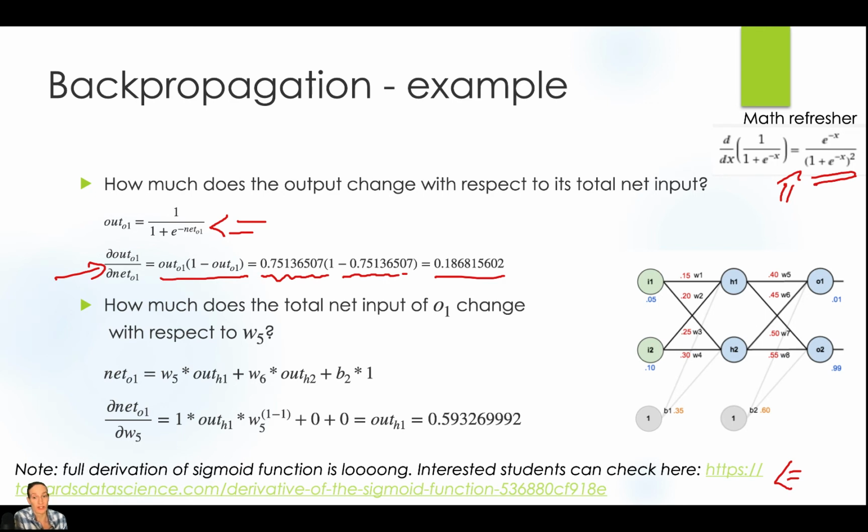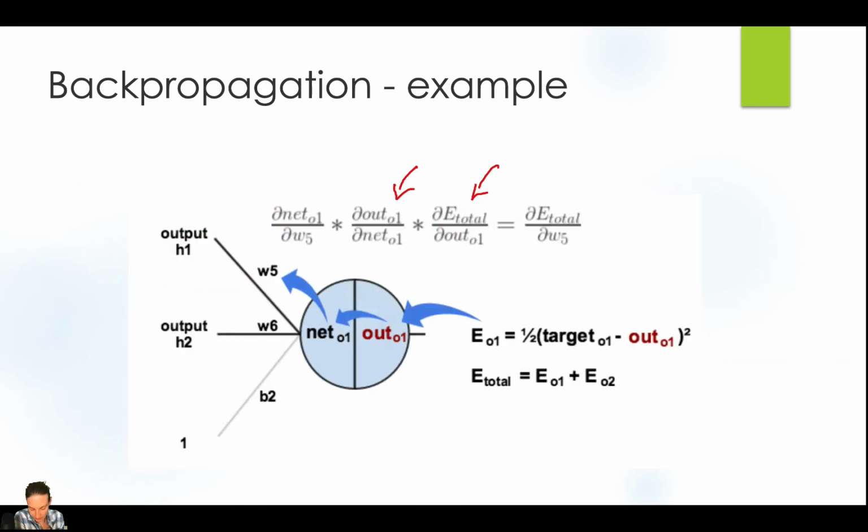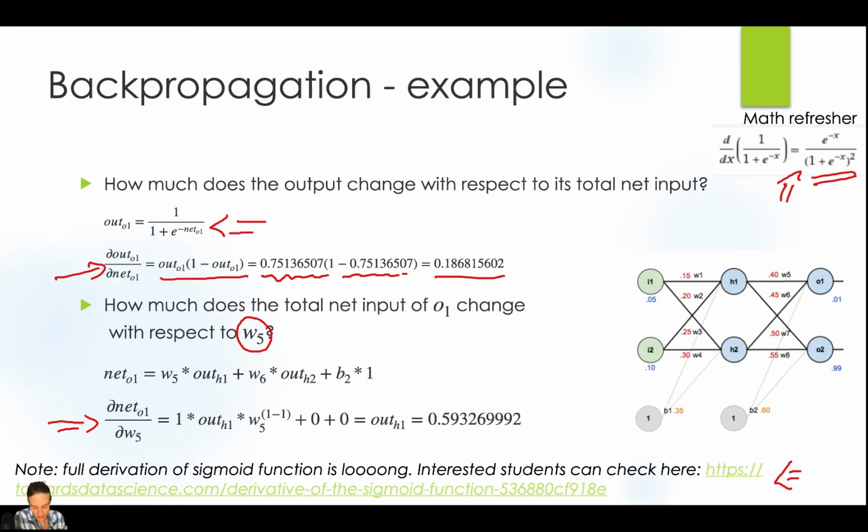So how much does the total net input of O1 change with respect to W5? So a change in weight 5. This brings us to our last term we need for the partial derivative calculation, for the gradient calculation.